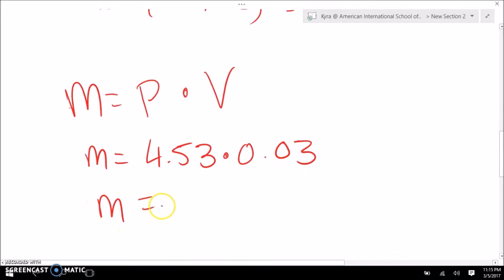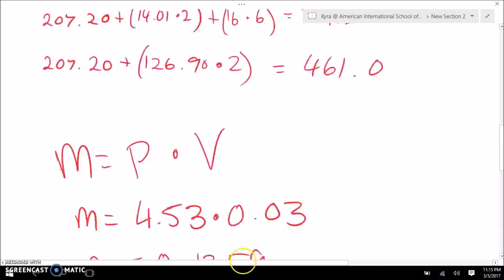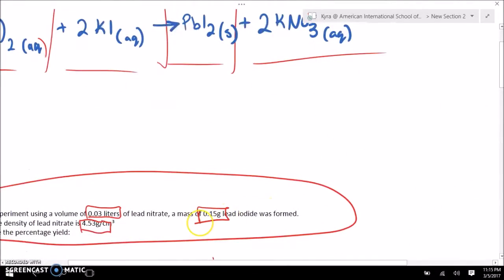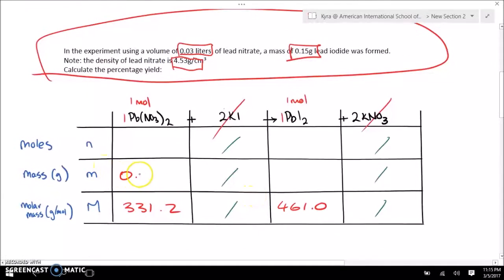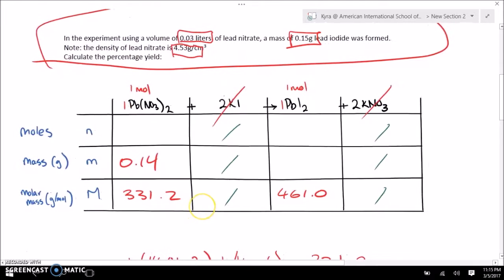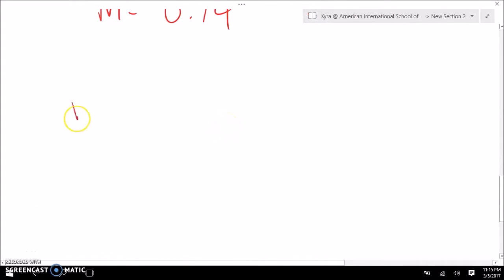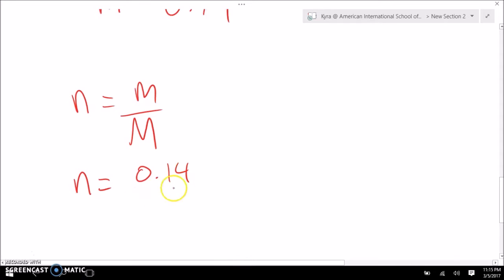So mass equals 0.1359. But here we see that it is 2 decimal places, so mass equals 0.14. And we can plug that in, 0.14. So now we have the mass and molar mass of lead nitrate. We can work out the moles, as moles equals mass divided by molar mass. So n equals 0.14 divided by 331.2.